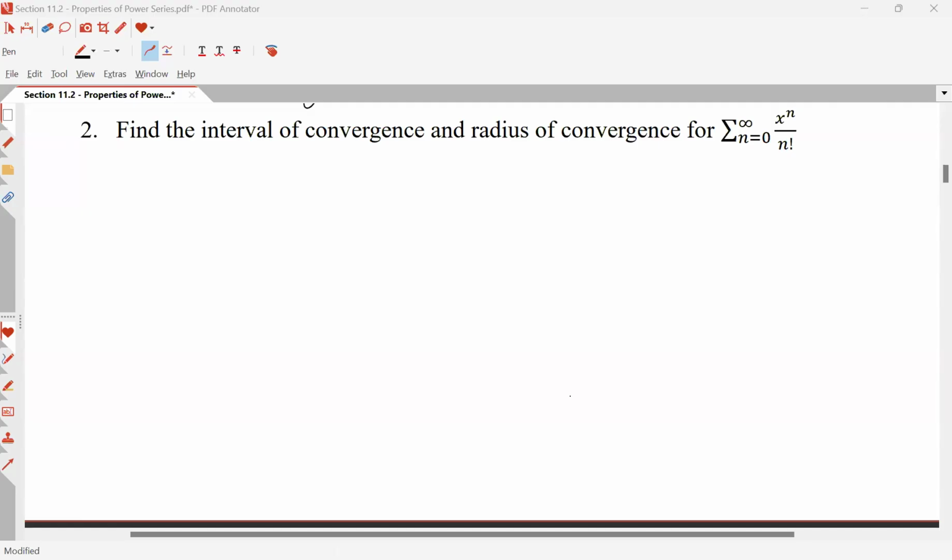Hello. In this video, we are going to look at some examples of how we can find the interval and radius of convergence for a given power series. The main process of finding the radius and interval of convergence is going to be to take our series and run the ratio test on it.